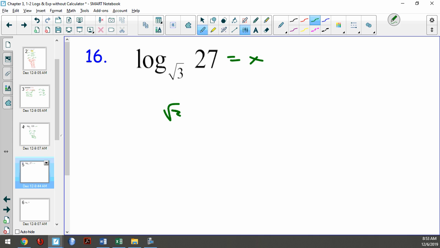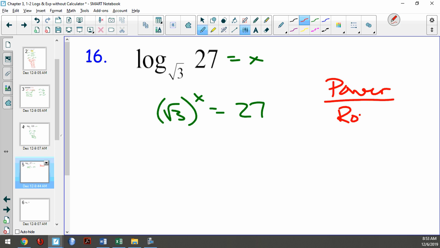So I'm going to have the square root of 3 raised to the x power is equal to 27. How do we rewrite the square root of 3? Does anybody remember this? Okay, I'll give you a hint. Power over root, the power is 1. The root is understood to be a 2, so this is 3 to the 1/2 x is equal to 27.